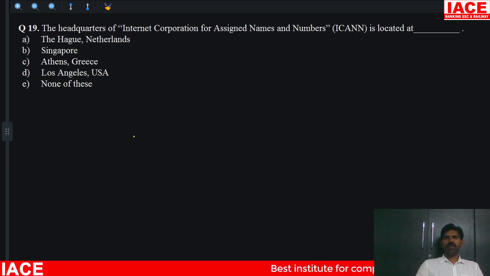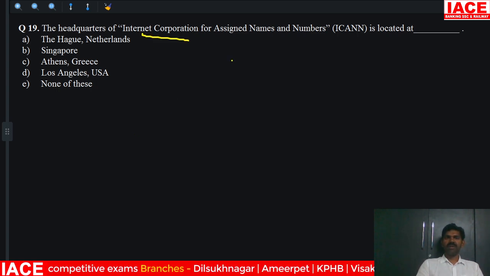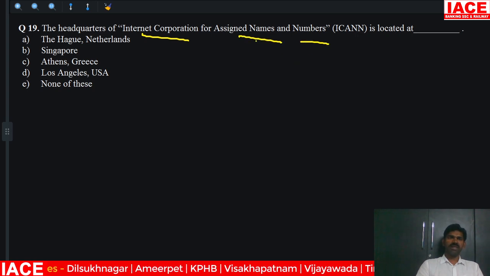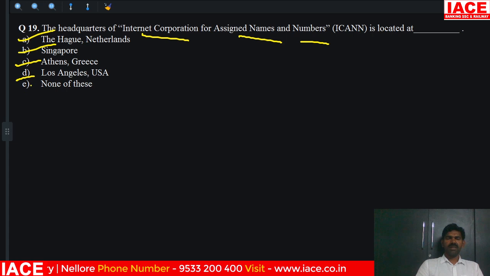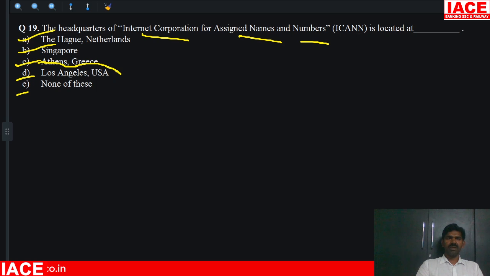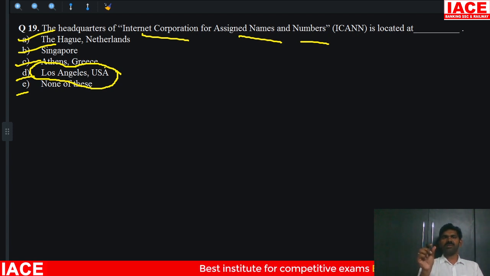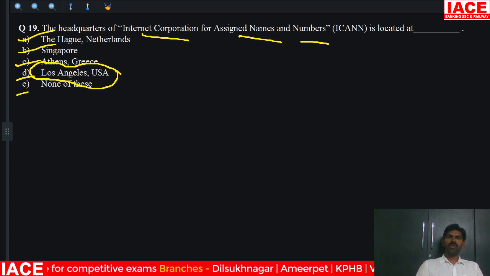The headquarters of Internet Corporation for Assigned Names and Numbers is located in which city? The options are A, The Hague, Netherlands, B, Singapore, C, Athens, Greece, D, Los Angeles, USA, and E, none of these. The answer is Los Angeles, USA. This is the organization that does the coordination of internet protocols and related parts. So this is present in Los Angeles, USA.